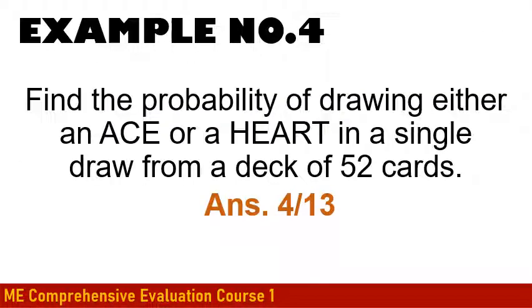Let us have an example. Find the probability of drawing either an ace or a heart in a single draw from a deck of 52 cards. If you look at it at first glance, you might make the mistake of seeing this problem as a mutually exclusive event. But if you examine it, it is actually a non-mutually exclusive event, or events that have common outcomes, because there are actually aces that are hearts and there are also hearts that are aces. That is why they are non-mutually exclusive events, or the outcome of the first may affect the outcome of the second.